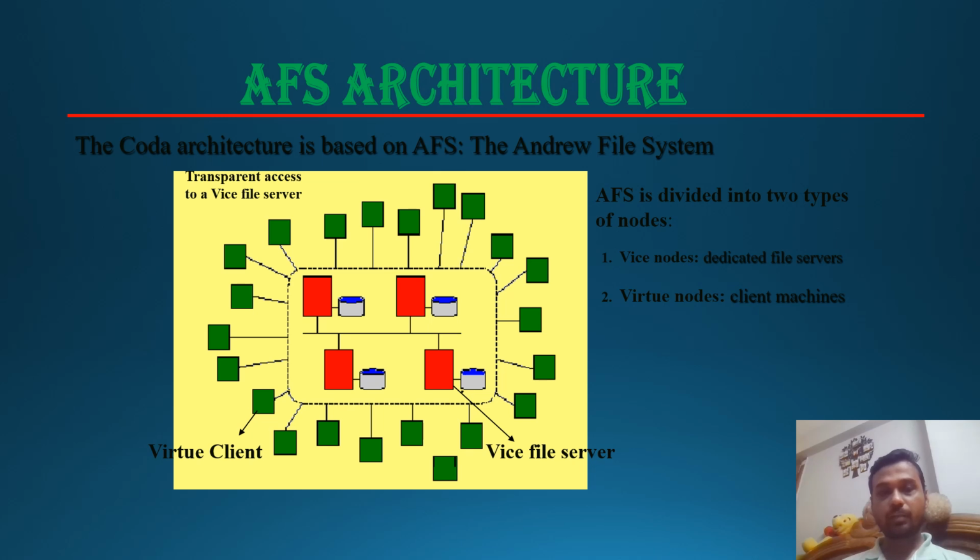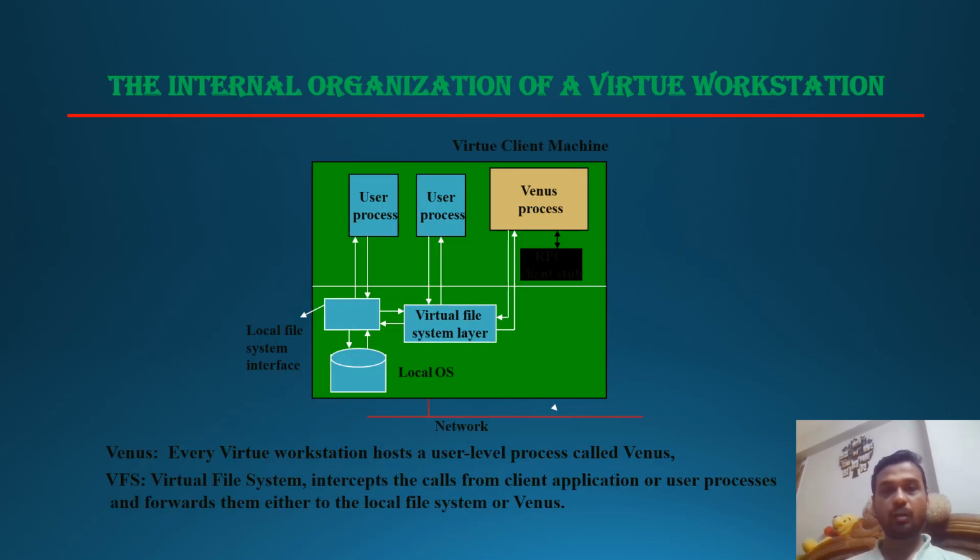The CODA architecture is based on AFS, the Andrew File System. AFS is divided into two types of nodes. One is Vice nodes, which are dedicated file servers. The second one is Virtue nodes, which are client machines, as you can see in this image.